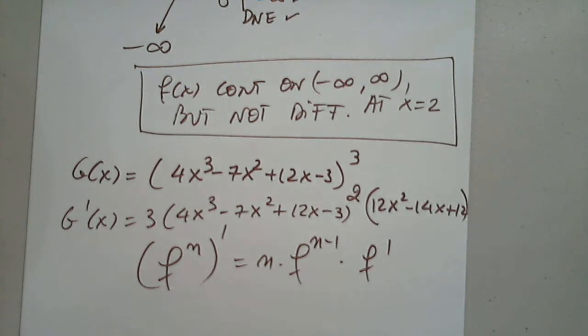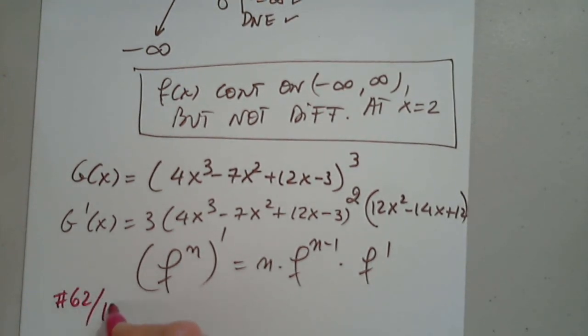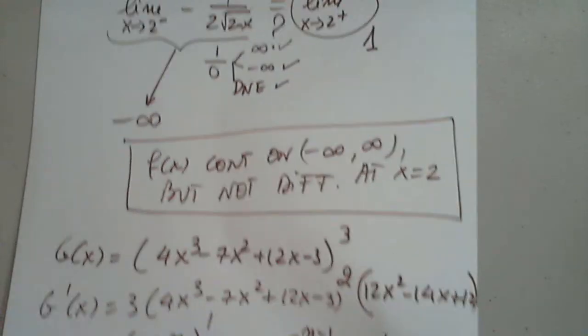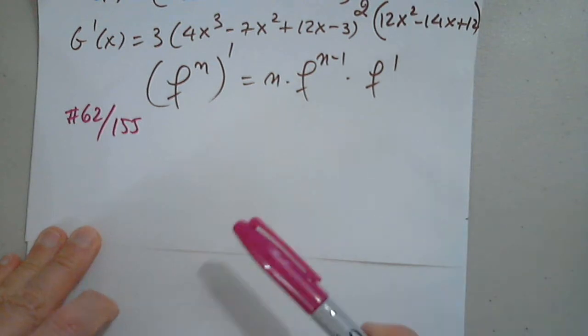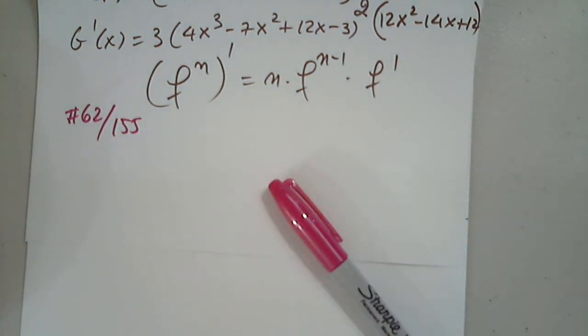Professor, can we do number 62 for 1.6 on page 155? 155. Perfect. Where are you? 155, number 62. Very good. Where are you?